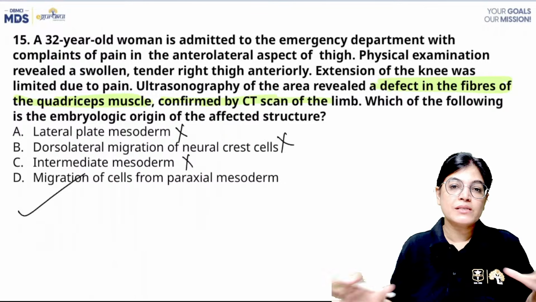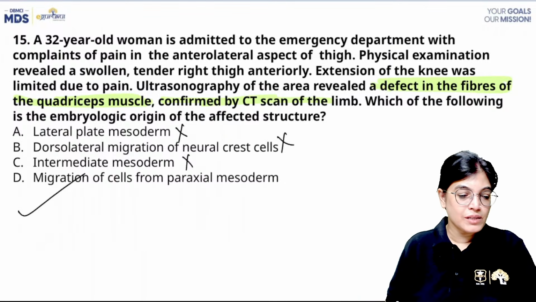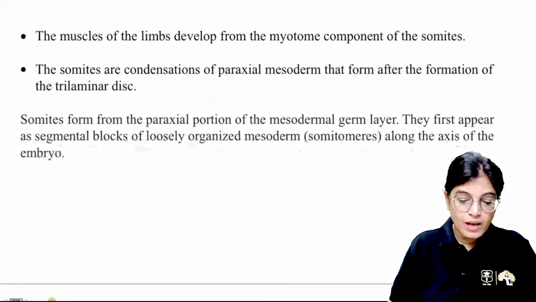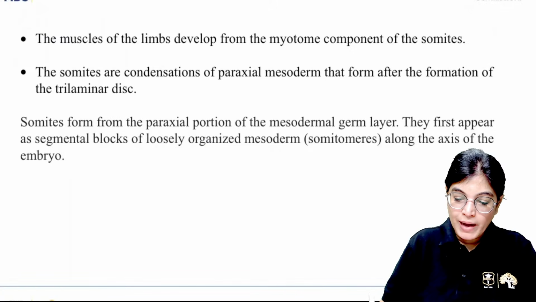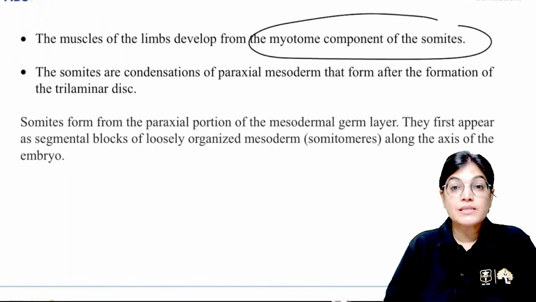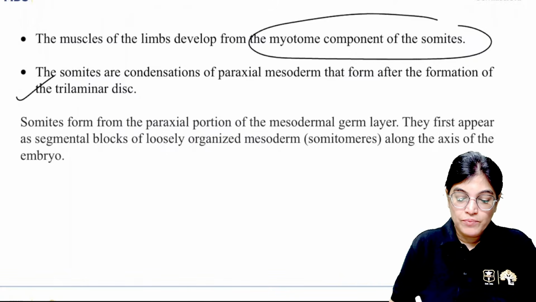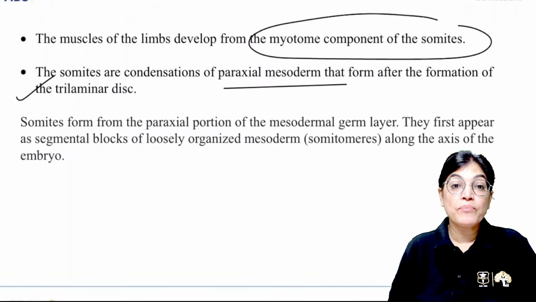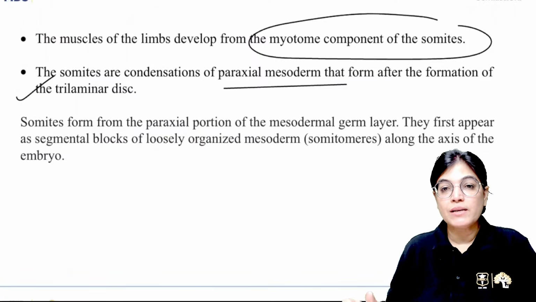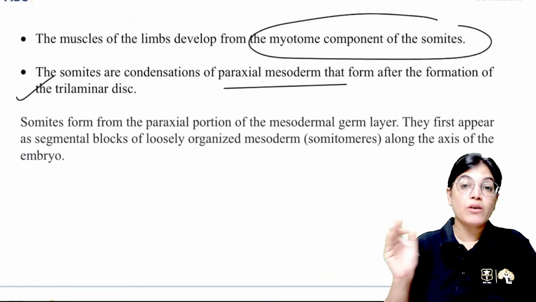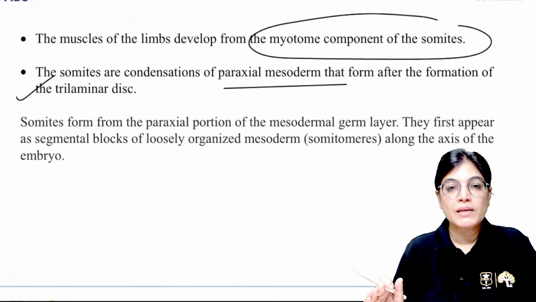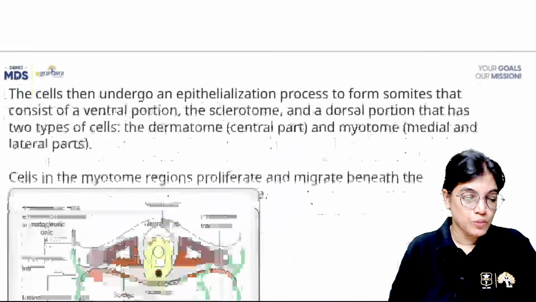Lateral plate mesoderm is forming the lining of the structures. Muscles of the limb develop from the myotome component of somite. And we know that somite is one of the parts which condense from the paraaxial mesoderm. Paraaxial mesoderm will form somite, and which component of the somite will form the muscles? The muscles will be the myotome component.